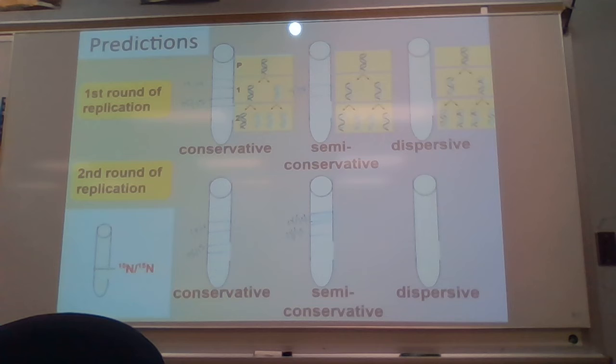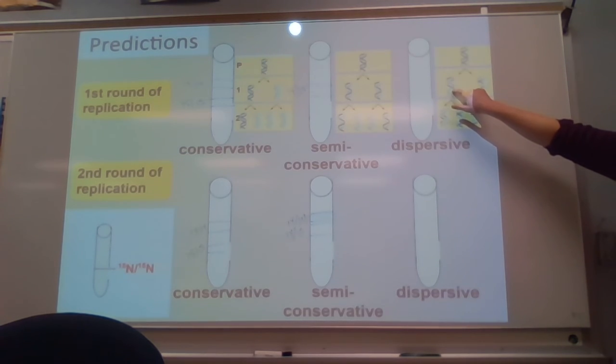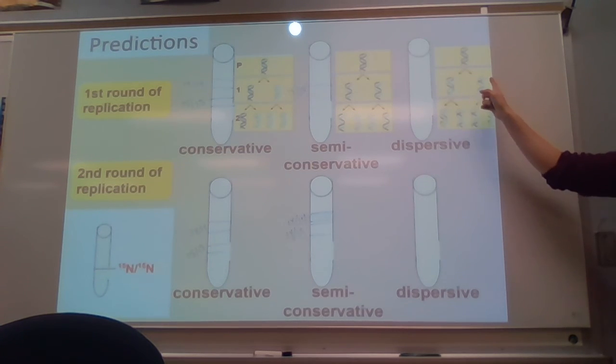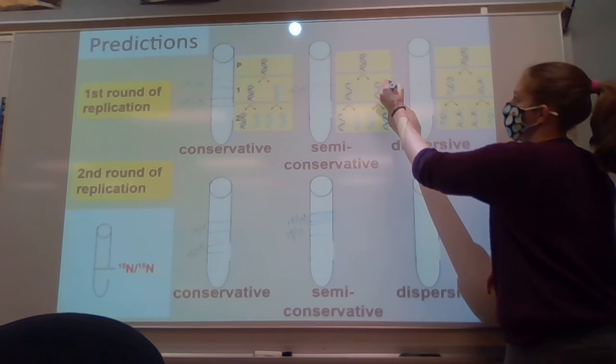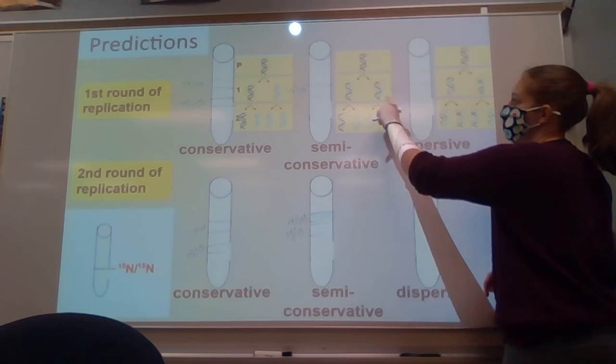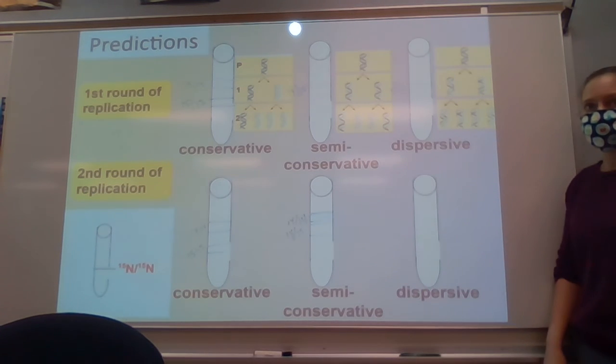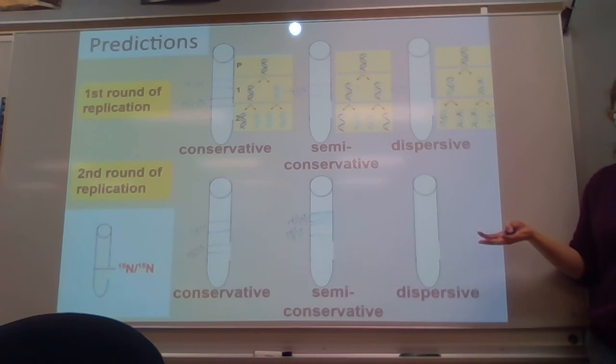For dispersive, how many different bands would we have after the first round of DNA replication? Just 1, because each one of those molecules is an even mixture of old and new. Okay, so it would look just the same in the first round as the semi-conservative, right? So that's why we have to do this second round to determine.